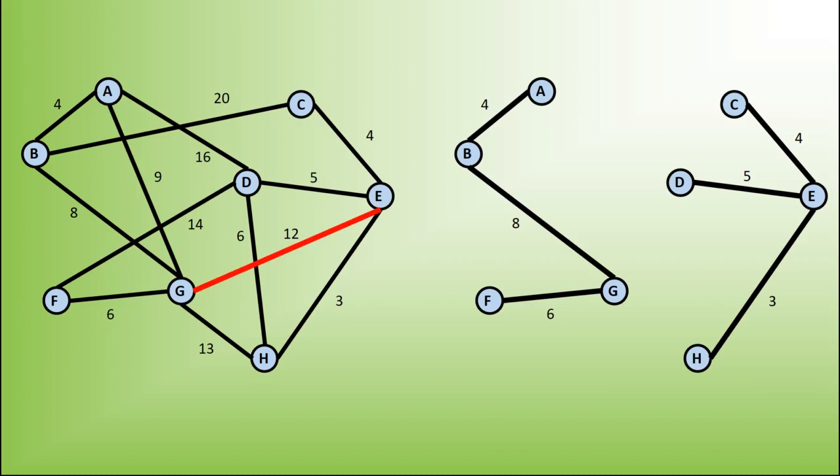The next largest is of size 12, and we can include that one. We can stop because all of our vertices are connected, and we have our minimum spanning tree, and we're done.